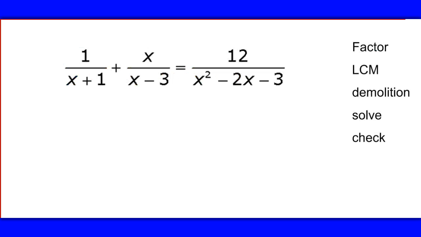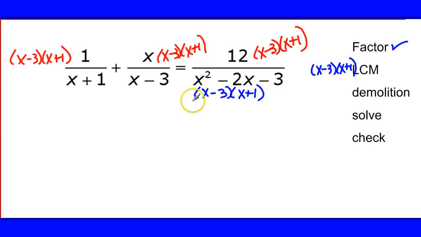Okay? All right. Here's the last problem that we're going to do. What you need to do first is factor, then find your least common multiple or your common denominator. Do denominator demolition, whether you choose to change them all to have the same denominator or whether you choose to just multiply by that denominator. Solve and check. Take a minute and do that and then check your work with mine.